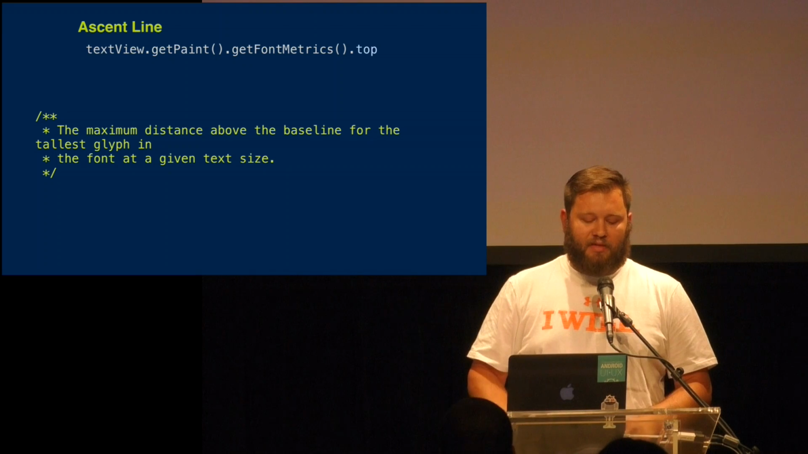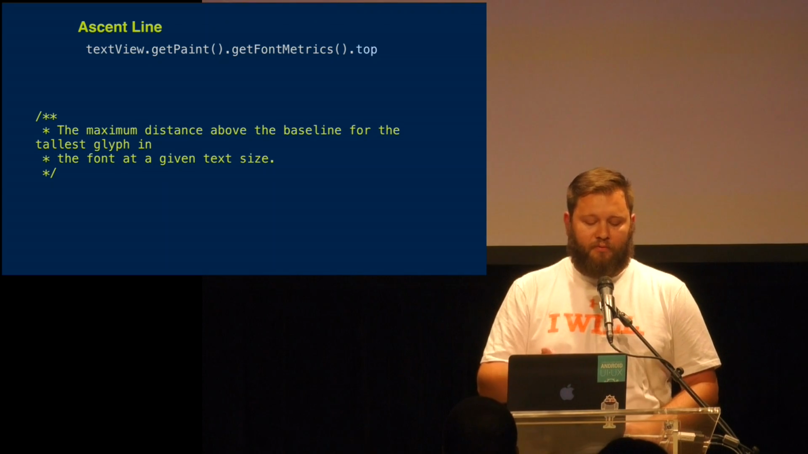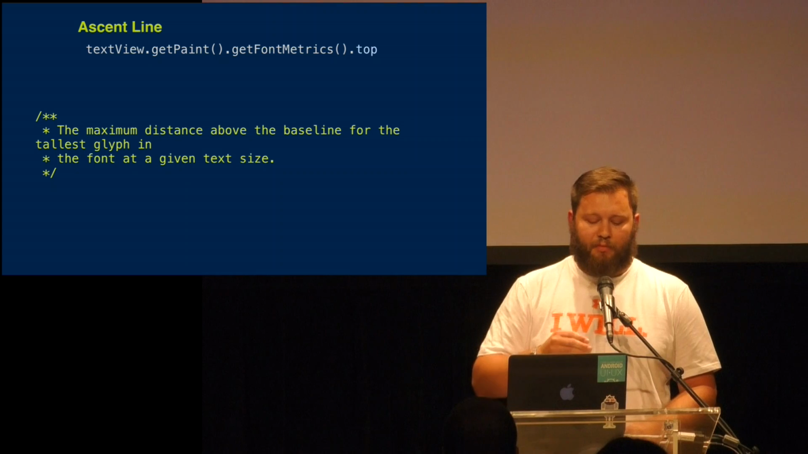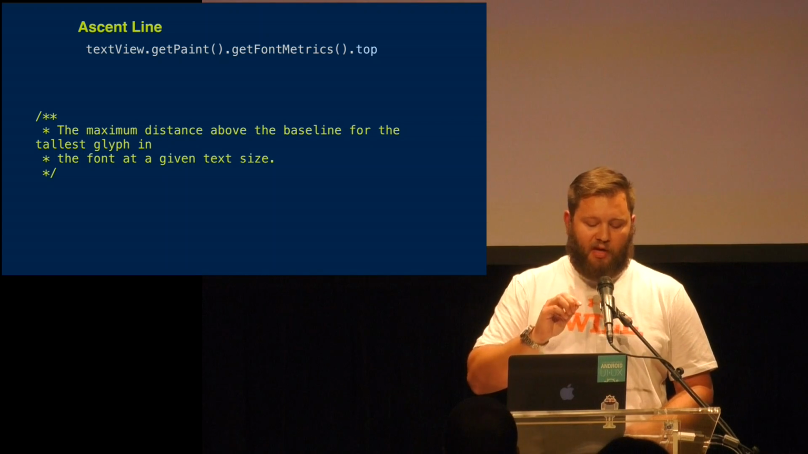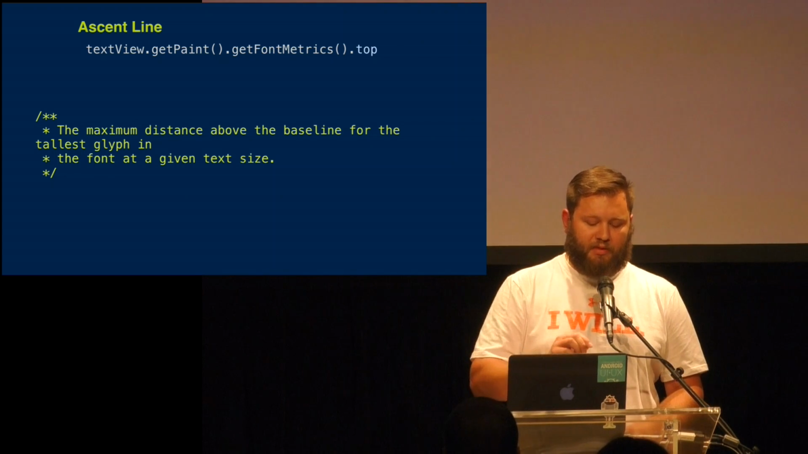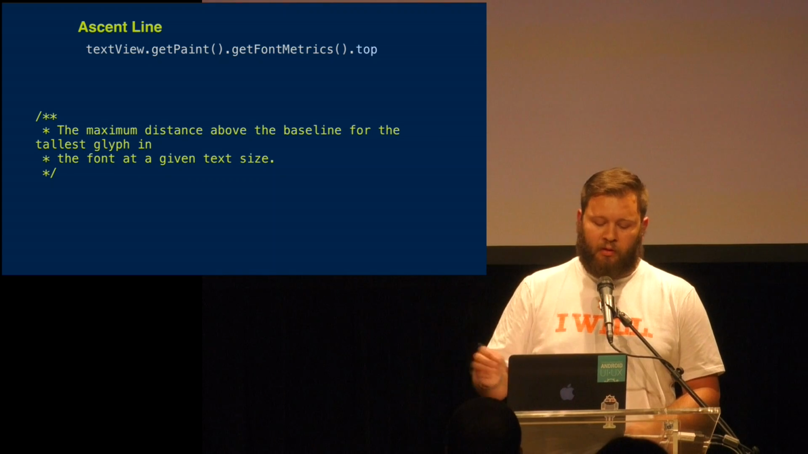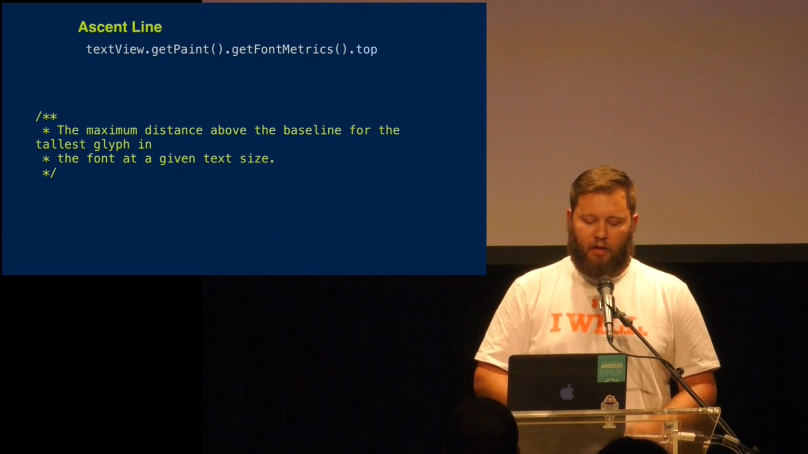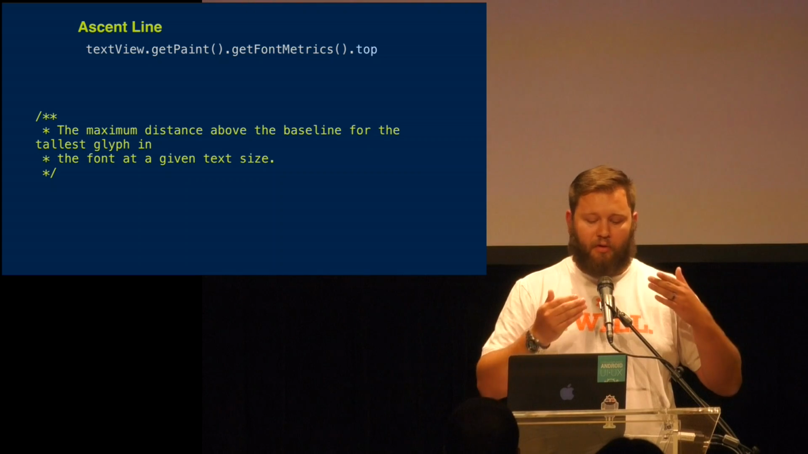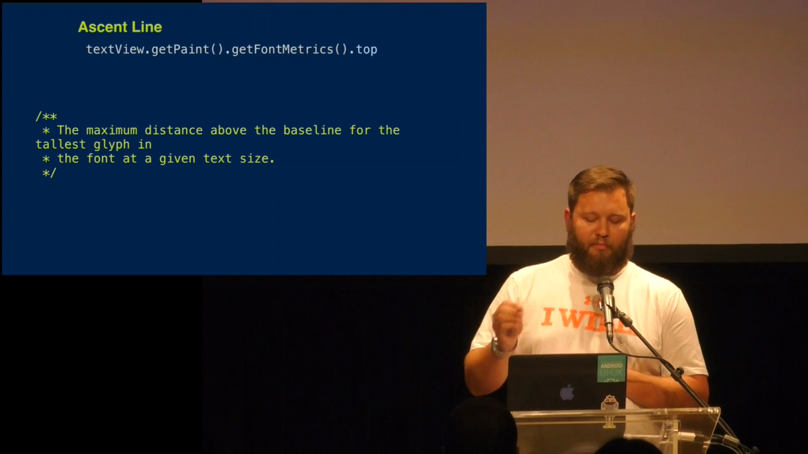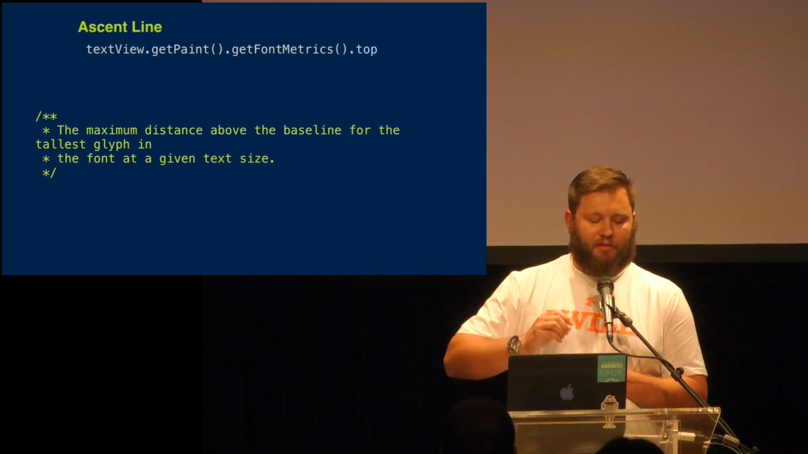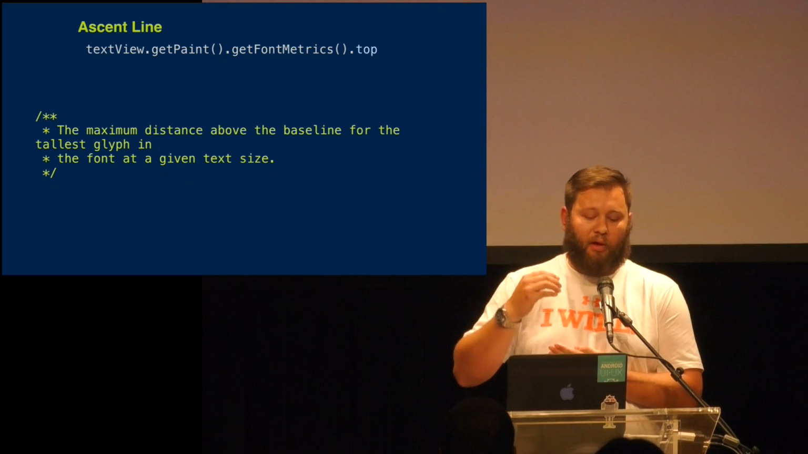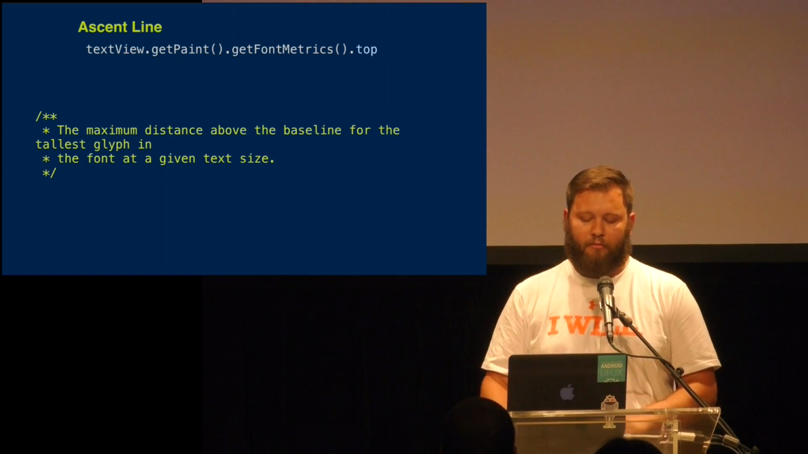So, as I said, for the Ascent line, the font metrics top is probably the best one. The Java doc was exactly what I was looking for: maximum distance above the baseline for the tallest glyph in a font for a given size. And I actually looked at both of these and found that almost every time the font metrics top was a little bit bigger, based off of how Android knows how to render that font itself.